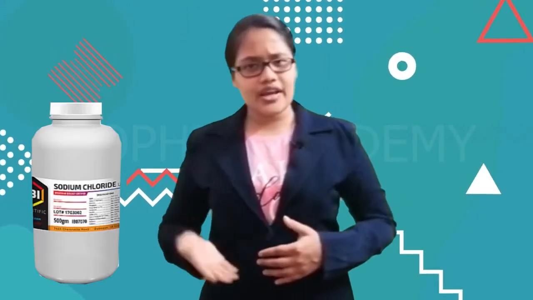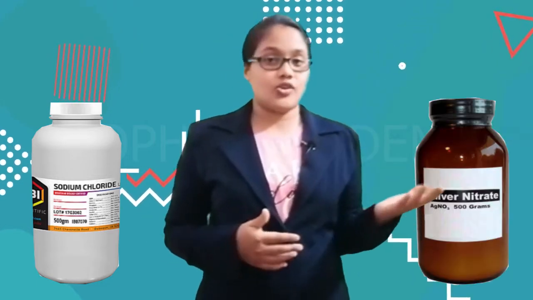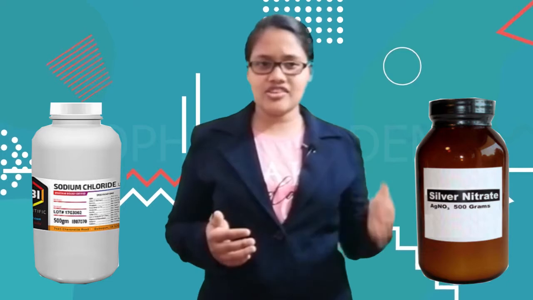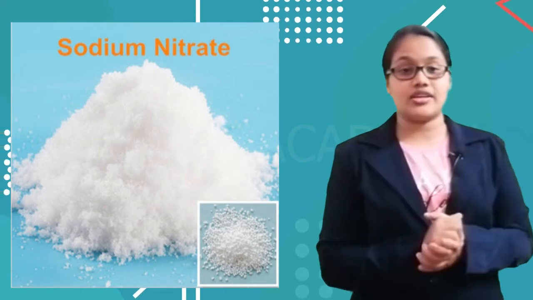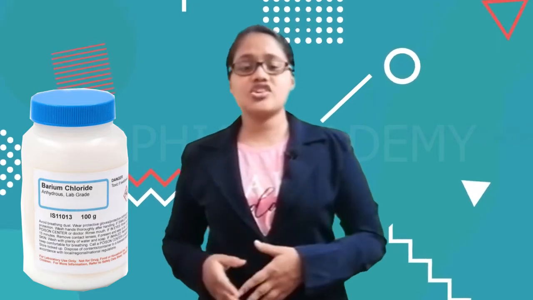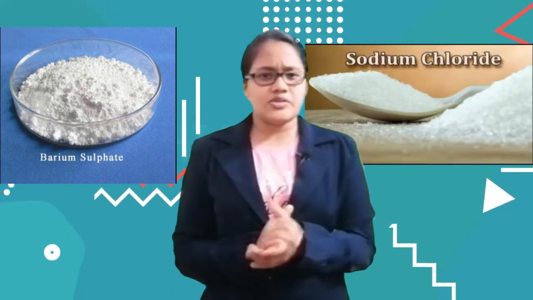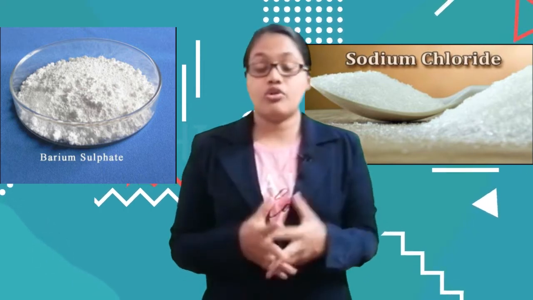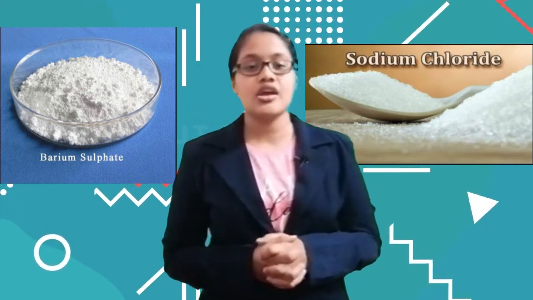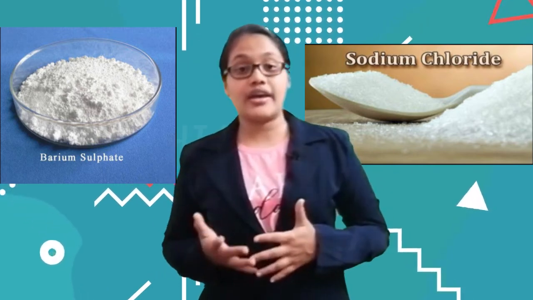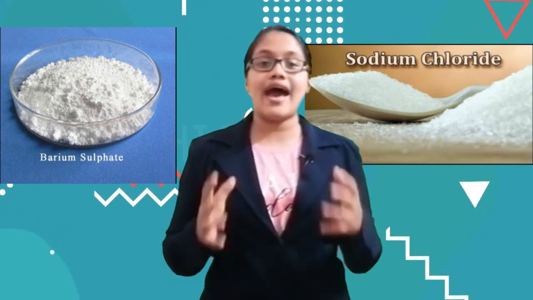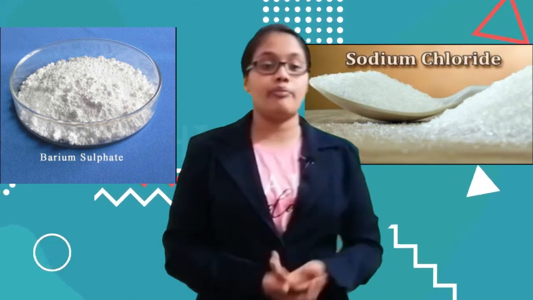Similarly, Na plus and NO3 minus, sodium and nitrate, combine and we get NaNO3, or sodium nitrate. Another example is barium chloride, which on reaction with sodium sulfate gives barium sulfate and sodium chloride. So in double displacement reactions, two compounds react by exchange of ions and produce two new compounds.